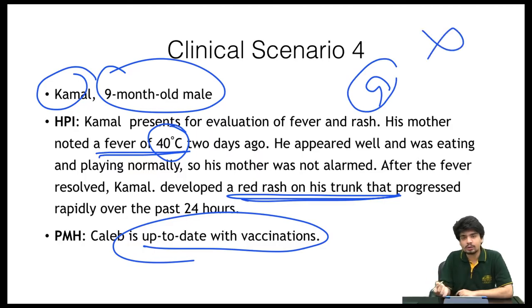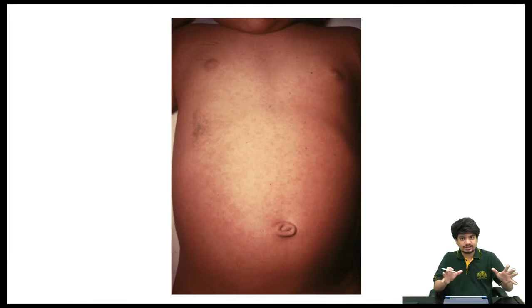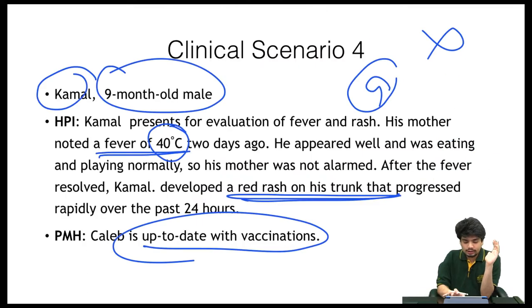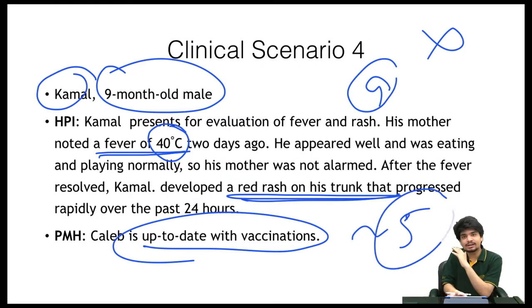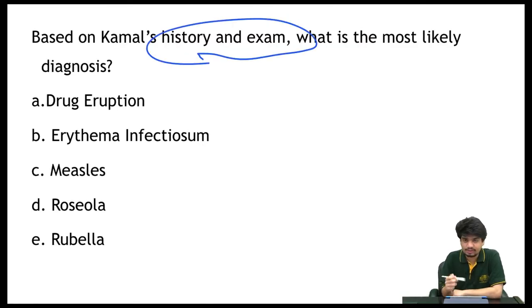Again, we can easily rule out measles in such a scenario. So this is how the red rash looks. It first appeared on the trunk. Fever had occurred, fever had stopped, then the rash suddenly appeared, and the fever was typically 40 degrees Celsius. Basically, it was a very high grade fever. The fever lasted for around 5 days, and later the rash came. Based on the history and examination, what is the clinical scenario that I'm presenting to you?